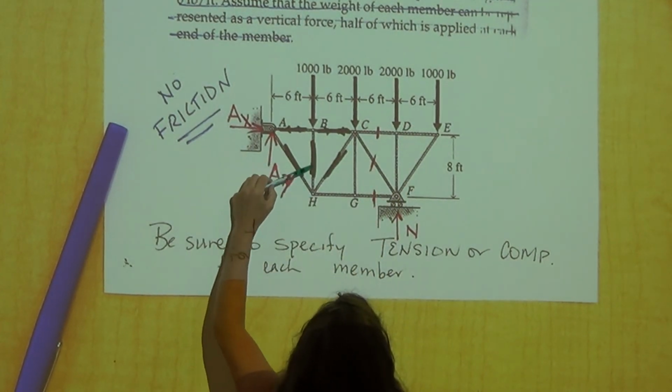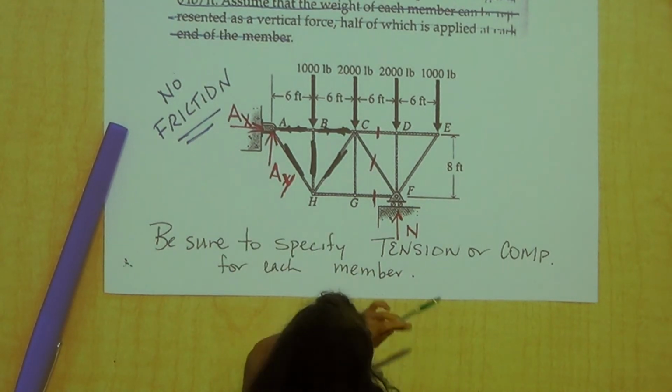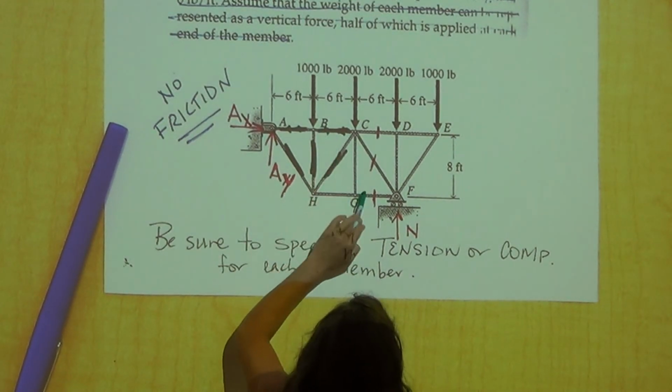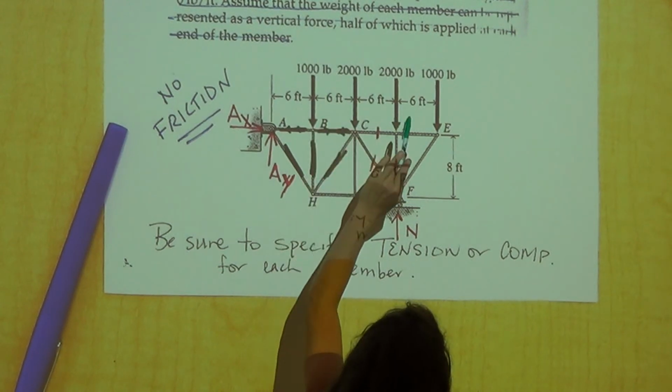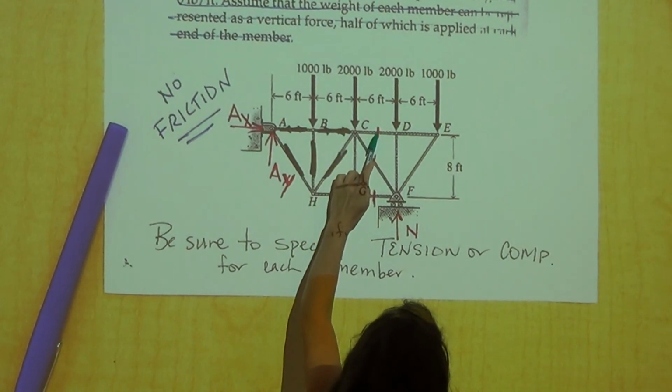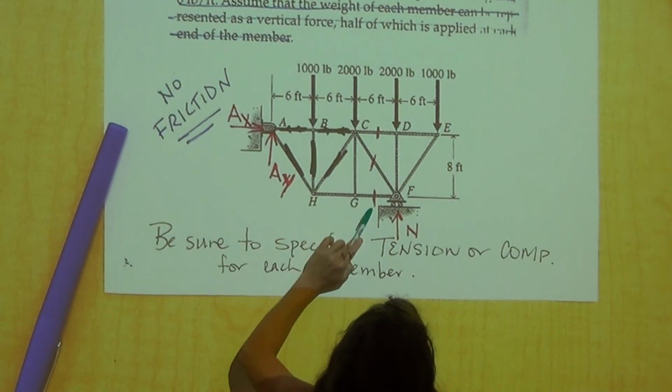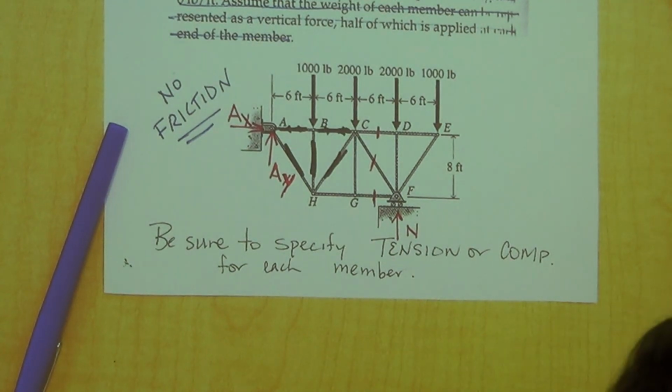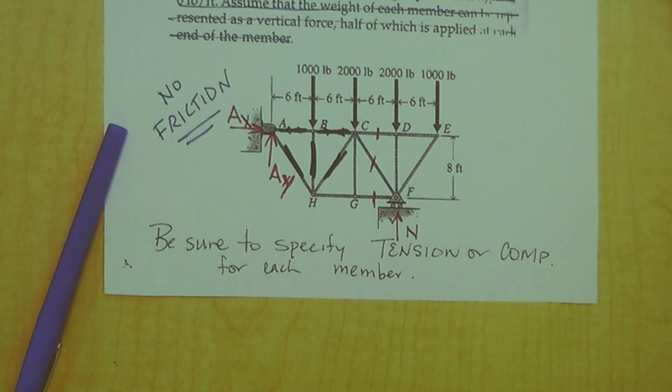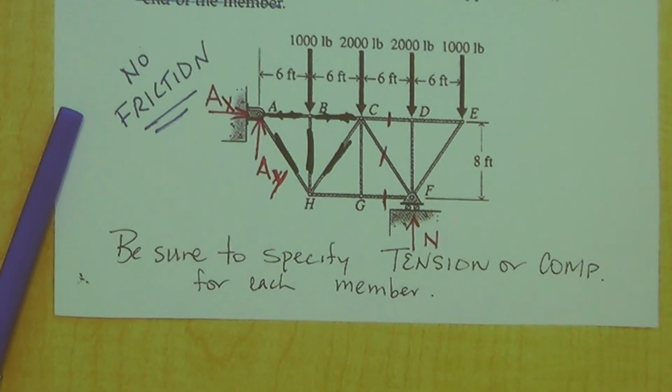As long as I keep these intact and I don't break them, I don't separate them, they're all internal forces. But now the question asks us to find out what CD, CF, and GF are. So I want you to talk to the person next to you and figure out what would you do to be able to find out the values of those three forces inside.